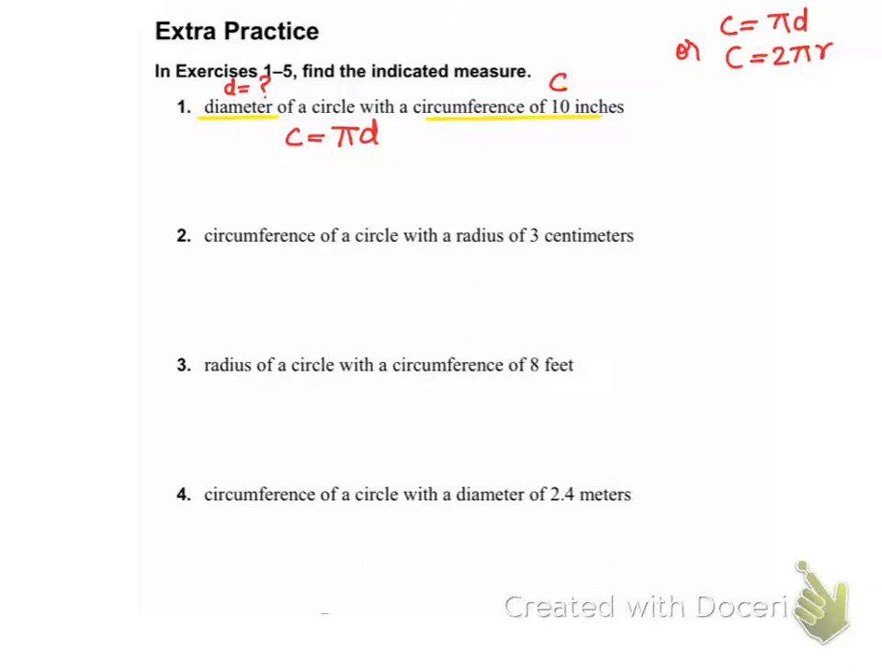So C is equal to pi d. Plug it in: 10 equals pi d, and I need to find d, so I just divide both sides by pi. 10 over pi is equal to d, and now you use your calculator. You're not supposed to plug in 3.14, just use the pi button. 10 divided by pi, and when you find the answer, you have to round. In this section you have to round all the answers to the nearest hundredth. So d is approximately equal to 3.18 inches.